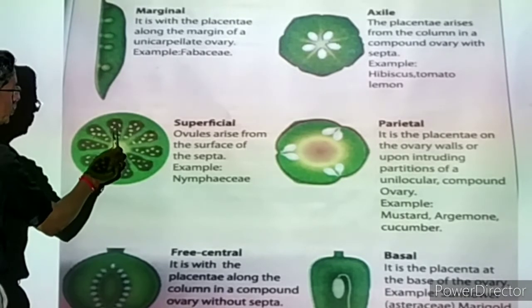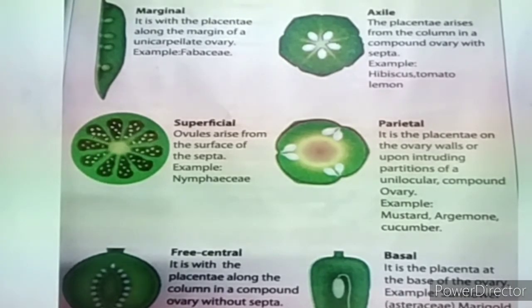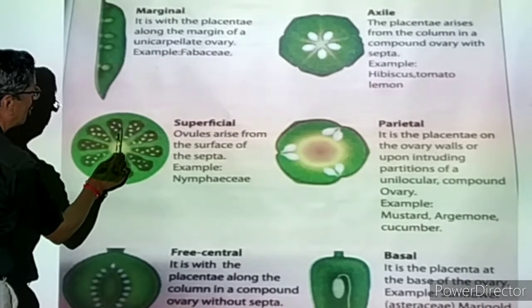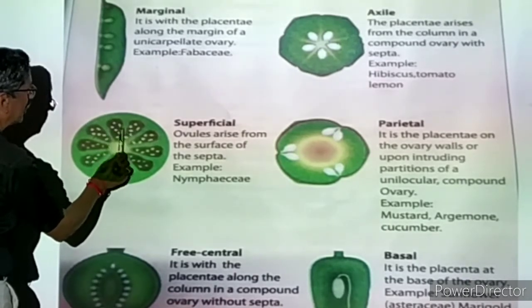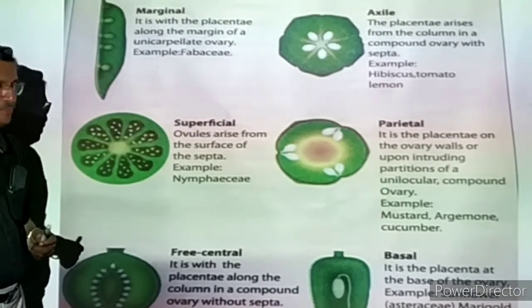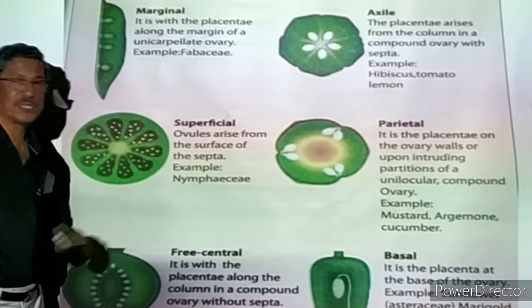Then the ovules with the placentae are distributed on the carpel, not on the axil. They are not at all touching the axil. They are distributed along the wall of the carpel. Here they are all attached with the wall of the carpel. Here also they are attached with the wall of the carpel. That is called superficial. Ovules arise from the surface of the septum.